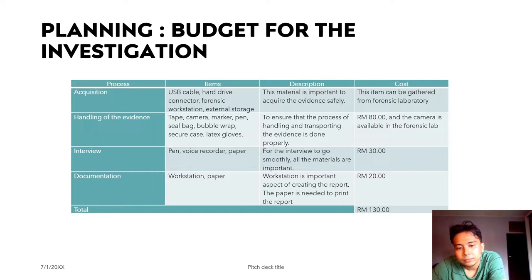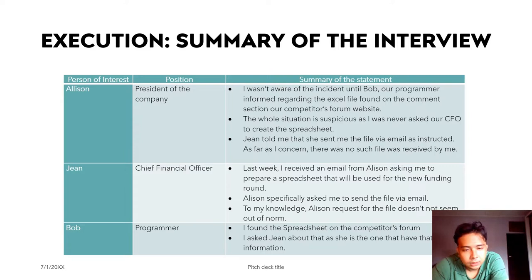The next phase is the execution, where the first aspect is the summary of the interview. This is done by Shazlin. Here we have three persons of interest: Alison, the president of the company, then Jean, then Bob. Jean is the main suspect here. In summary, Alison said that she wasn't aware of the incident until Bob, the programmer, informed her regarding the Excel file found on the comment section of their competitor's forum website.